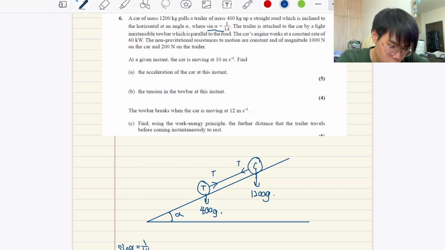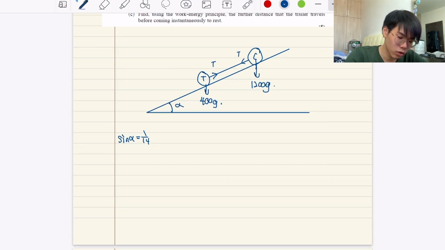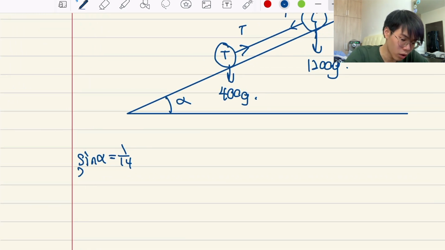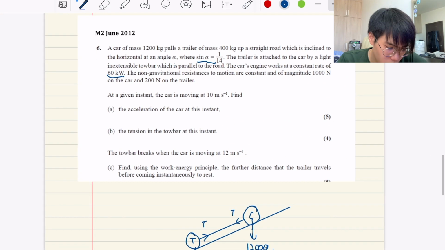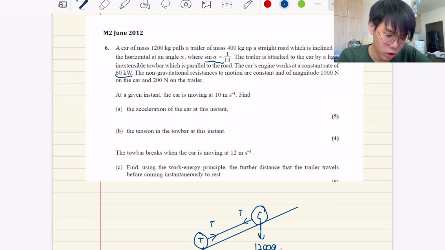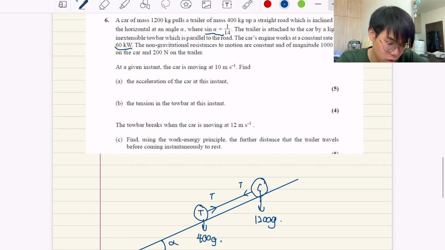So the car engine works at a constant rate of 60 kilowatt. This 60 kilowatt is actually power, which means 60,000 watt. So the k means 1000. The non-gravitational resistance to motion, which is the friction, is constant and of magnitude 1000 on the car. The friction here is 1000 on the car, and 200 on the trailer.